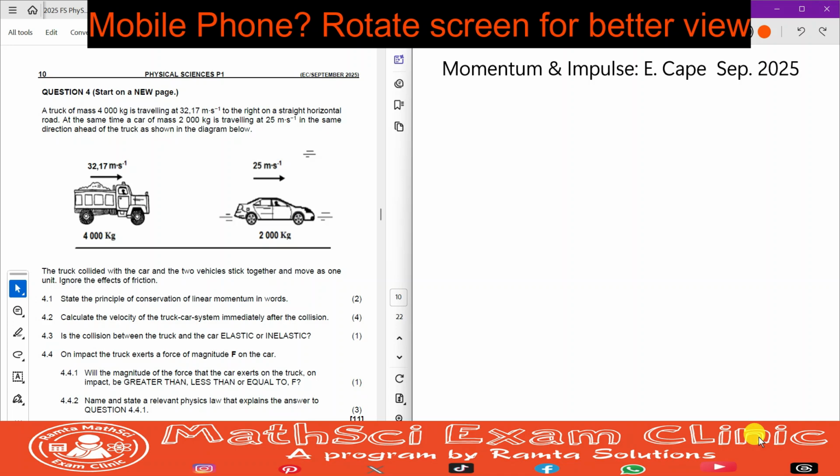Hello guys, in today's grade 12 physical sciences momentum and impulse exam clinic, we are looking at a question paper from the Eastern Cape. This is their physical sciences paper 1 of September 2025.